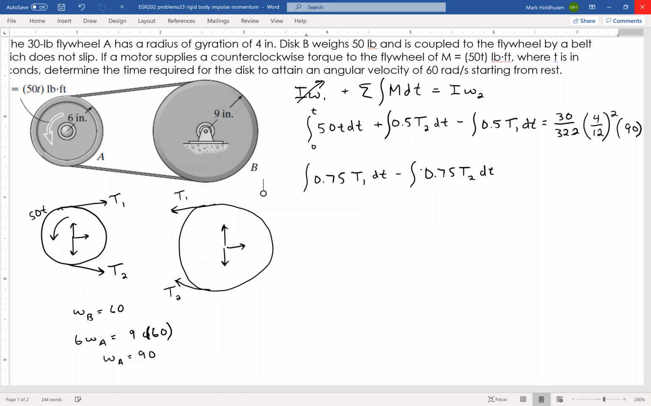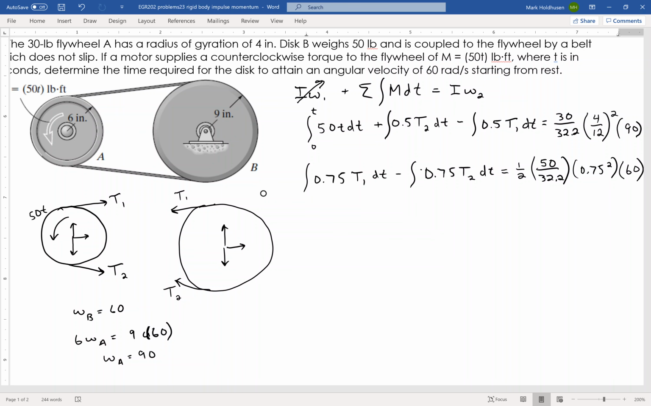Now there is no applied moment on this one, just those tensions, and that is going to equal I omega 2. This time I is for a disk, which is 1/2 m r squared. So it's going to be 1/2, and this one doesn't weigh 30, it weighs 50, divided by 32.2 times r squared, which is 0.75 squared. And then this is times 60. Again, that's I of a disk, 1/2 m r squared, and its rotation is 60.